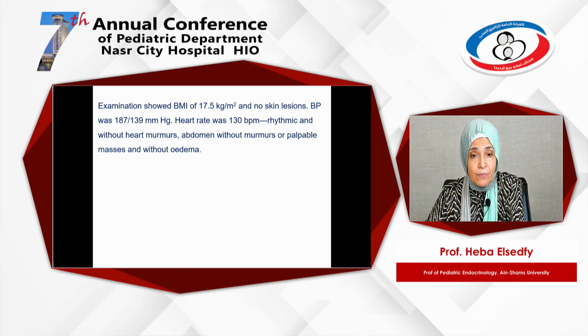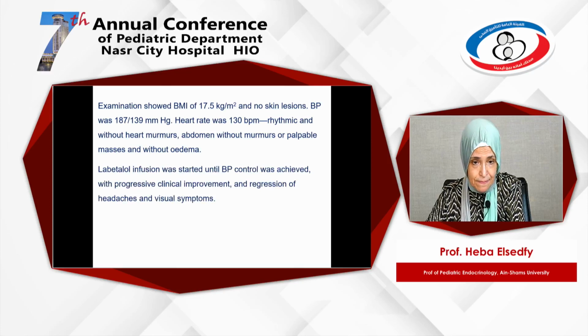On examination, the body mass index was 17.5 kilograms per meter squared. That is, she was slim and she was not obese. There were no skin lesions suggestive of a syndromic disease. Blood pressure was 187 over 139 millimeters mercury. The heart rate was rapid, 130 beats per minute. There were no murmurs and it was rhythmic. Abdominal examination showed no masses or murmurs, and there was edema.